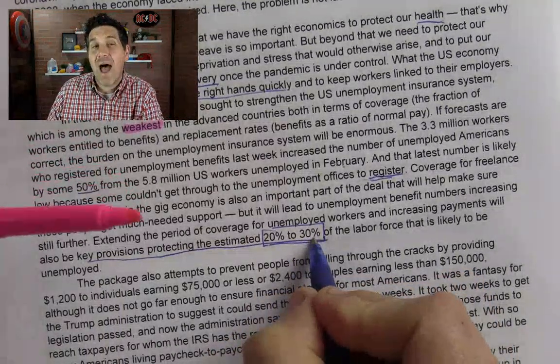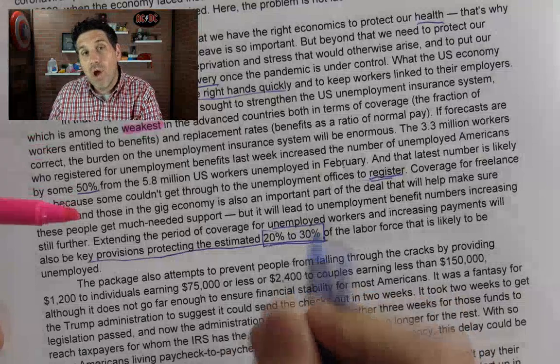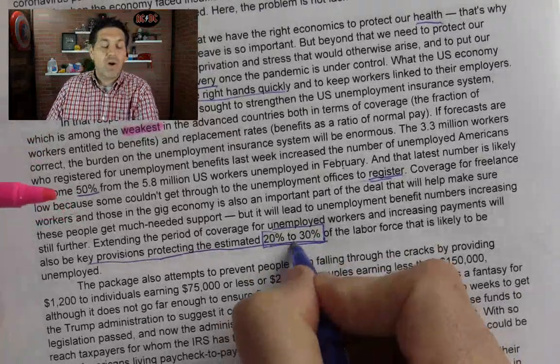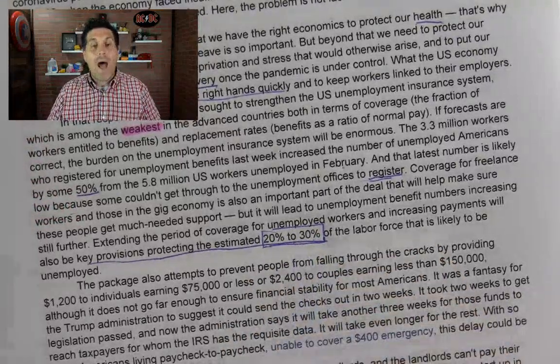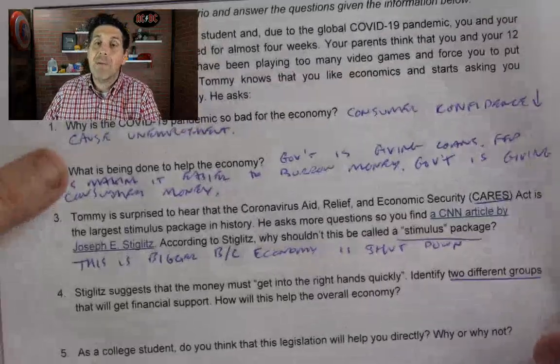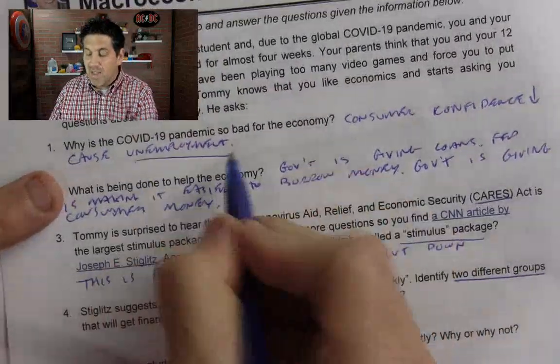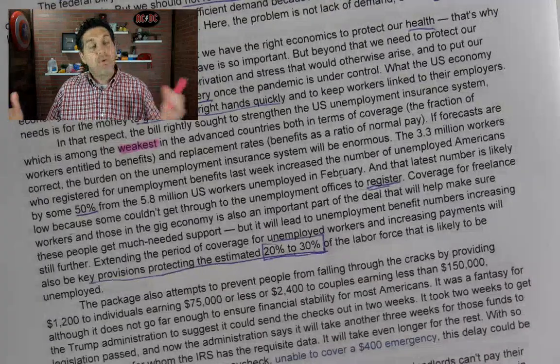Some people say even higher than this. We don't know, and we won't know fully for sure, but this is what we talked about earlier in question number 1. Why is this such a problem? Because we're going to have a lot of people who are going to be unemployed. This is going to be the problem. And unemployed people don't have money.